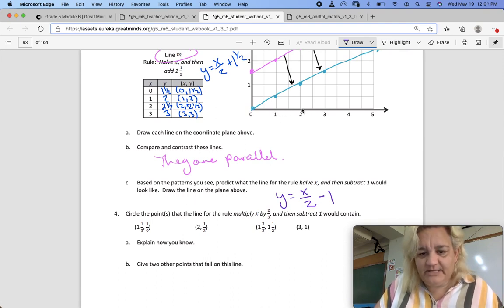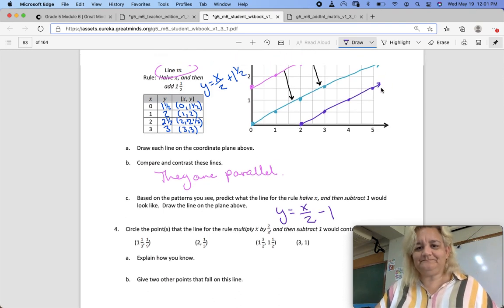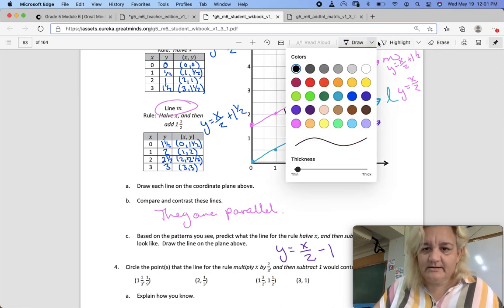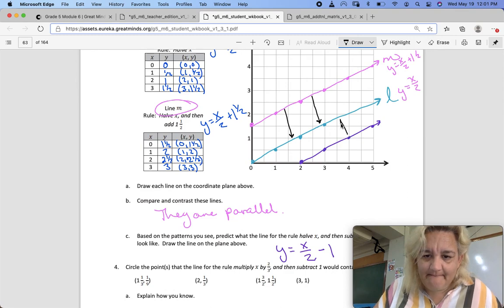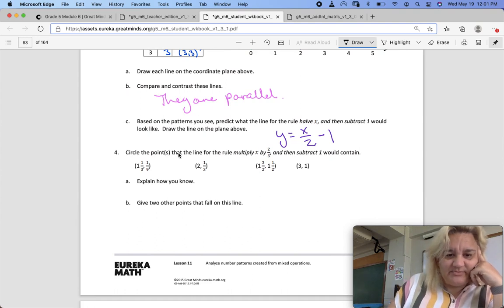So we can pop in a couple if you want. Let's see, if we put in 2, divided by 2 is 1, 1 minus 1 is 0, so 2, 0, that's going to go right here. 3 halves minus 1 would be 1/2, so 3.5. And then 4 halves would be 2, 2 minus 1 is 1. Okay, are you seeing exactly what happened? We predicted it and it came true. Parallel line. And the distance in between here, that's that 1 that we subtracted, right? Okay. All right.